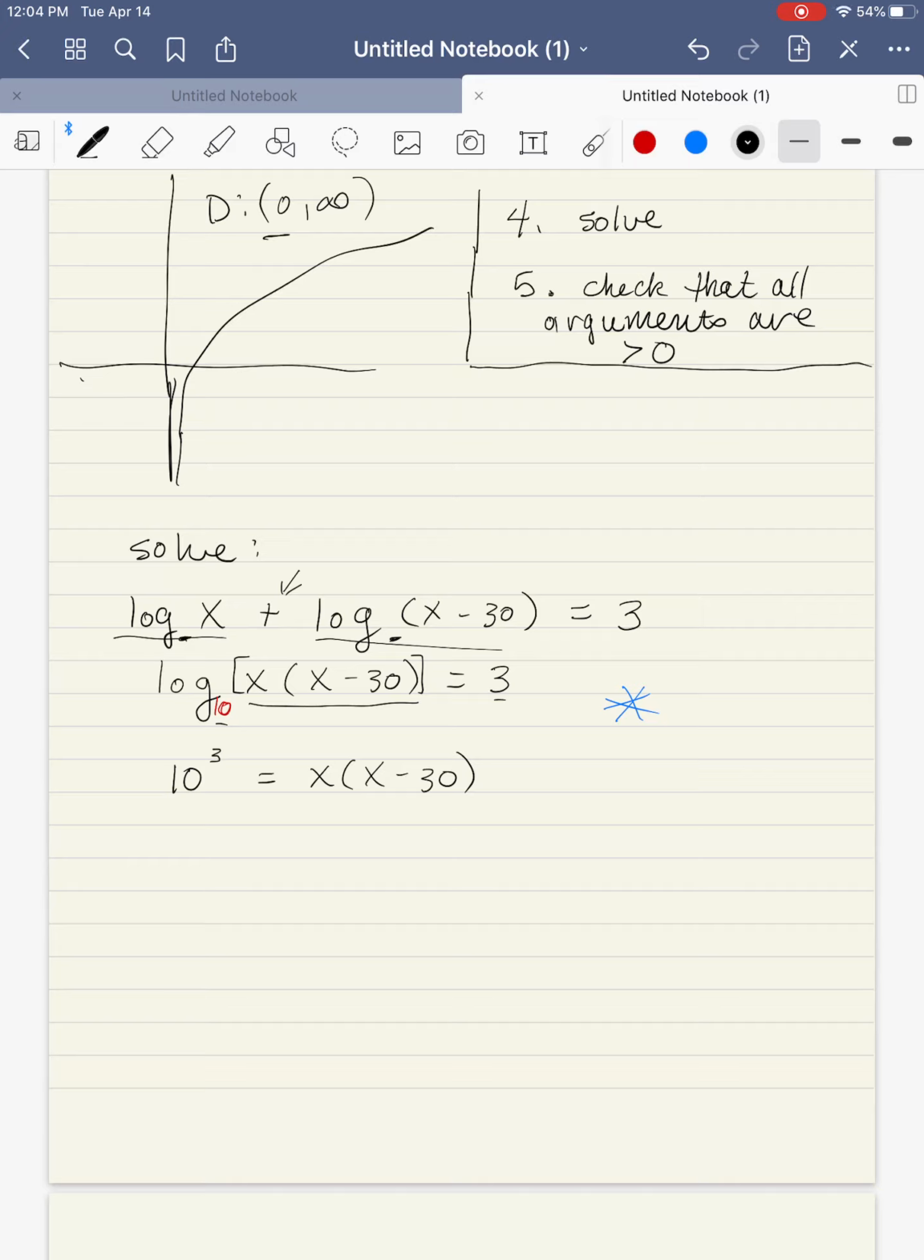And don't let this 10 cubed confuse you. 10 cubed is just 10 times 10 times 10, which is 1,000. So go ahead and distribute the x, get your quadratic equation, and then use our quadratic process, which is to get it in standard form, equal to 0, keeping the x squared term positive. Try to factor. Pause the video and go ahead and finish solving this equation.